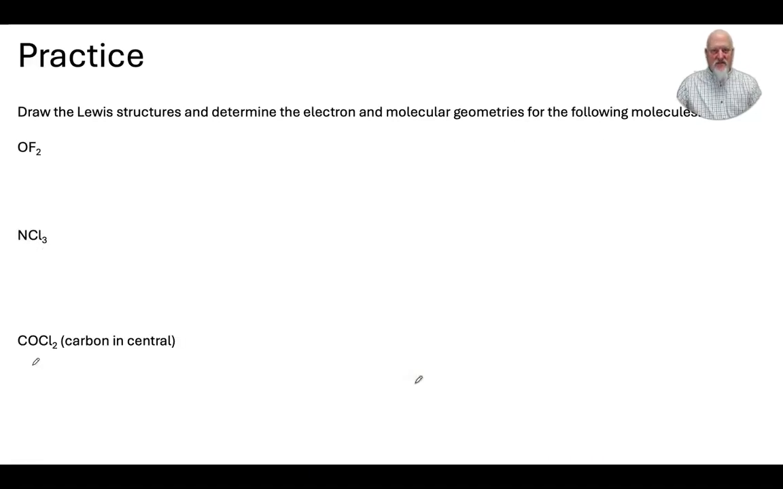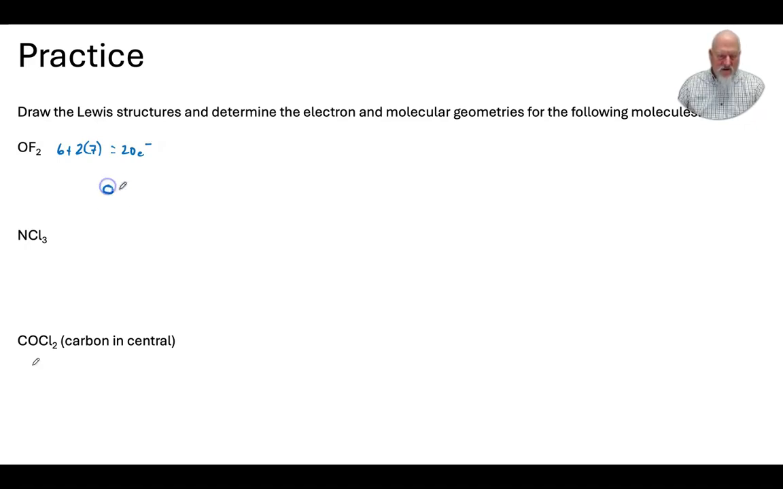So let's practice. We need to draw Lewis structures and determine the electron and molecular geometries for the following molecules. So we need the Lewis structures before we do anything. To draw Lewis structures, we need the number of valence electrons. Oxygen has 6. We have 2 fluorines, and each fluorine has 7. 2 times 7 is 14, plus 6 is 20. So we have 20 electrons that need to be in this structure.